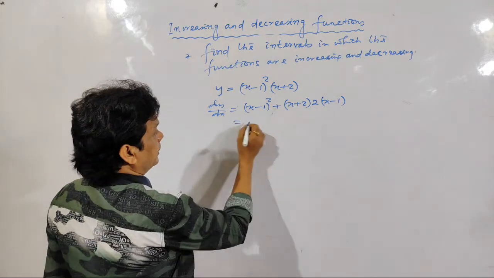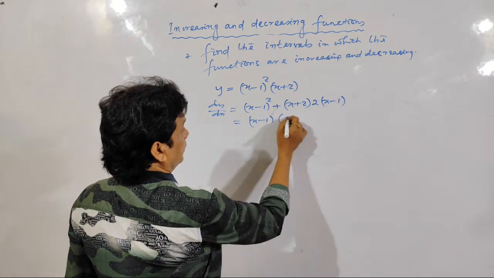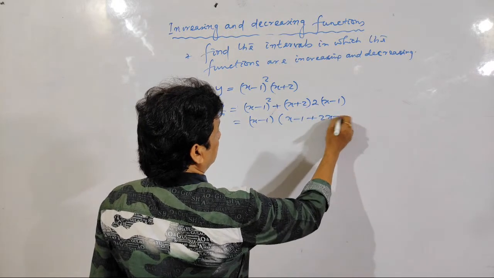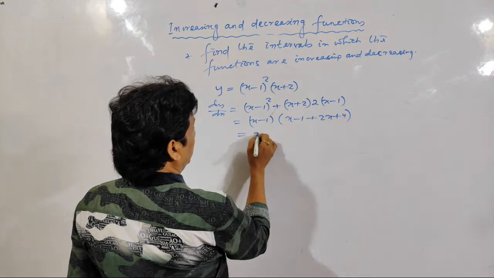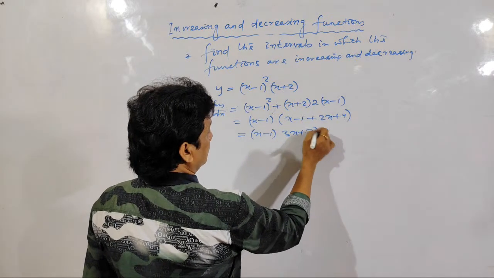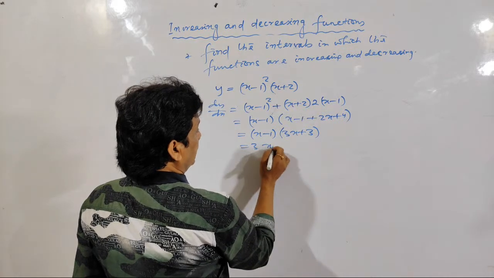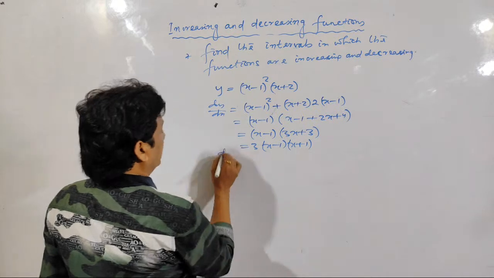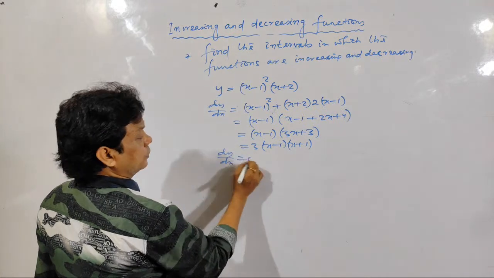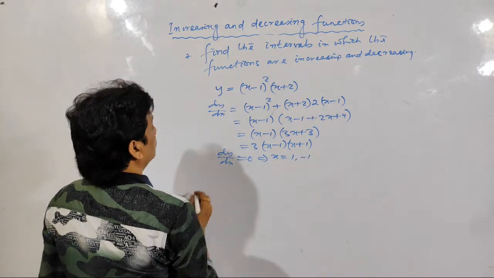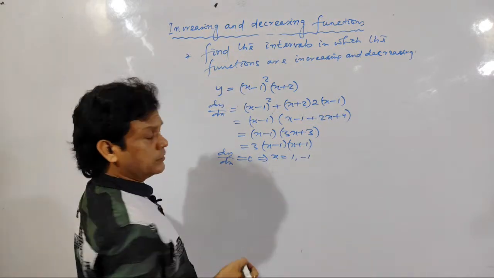So take x minus 1 common. It will become x minus 1 plus 2x plus 4. So it will be x minus 1, x plus x, 3x plus 3. So take 3 common, x minus 1 into x plus 1. Okay, so therefore dy by dx is equal to 0. So implies x is equal to 1 and minus 1. So you can draw the number line and you can write the answer.